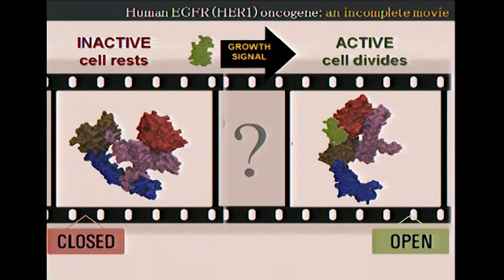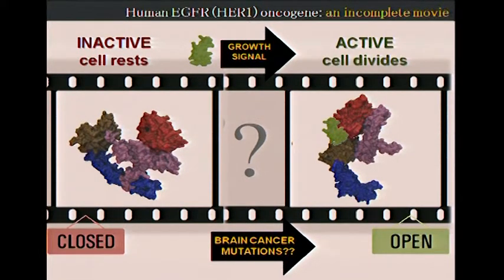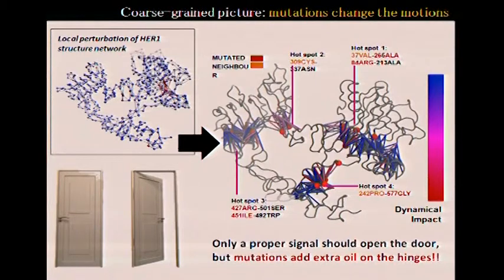It seems that this process fails in cancer, and some brain cancer mutations are able to activate the protein without the presence of any growth signal. So mutations in cancer seem to be clustered in particular sites of the structure.